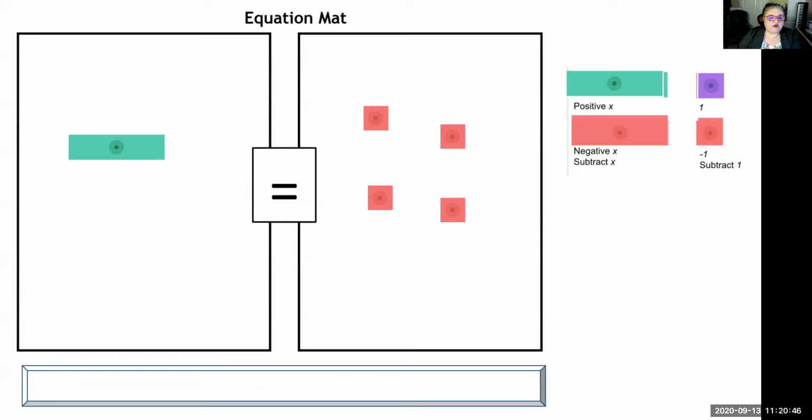And let's look at it. Well, one side has a value of -4.